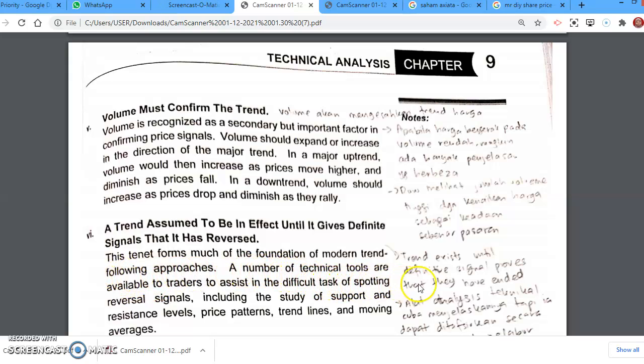So, a number of technical tools are available to traders to assist in the difficult task of spotting reversal signals, including the study of support and resistance levels, price patterns, trend lines, and moving average. Dalam teori yang keenam, right, dikatakan trend ini wujud sehinggalah definitif signal membuktikan keadaan itu telah pun berakhir.